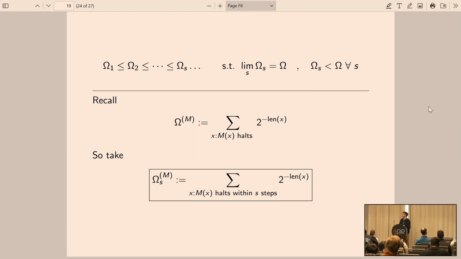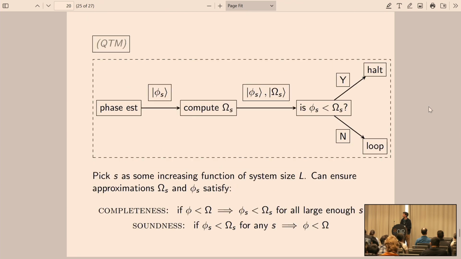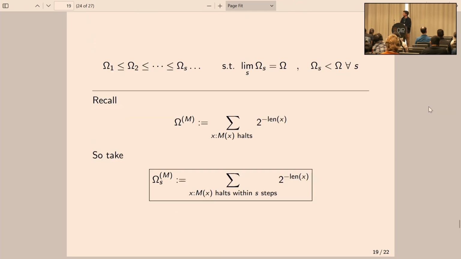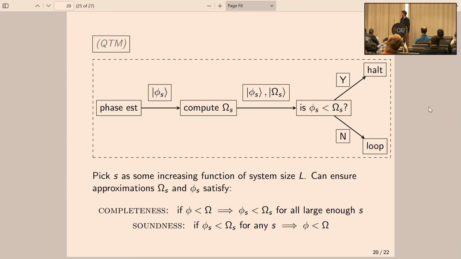So what is this approximation? Just looking at the definition of Chaitin's constant again, that it's the sum over bit strings that the Turing machine halts on, we can really just take this approximation to be the sum over bit strings that it halts on within s steps. And interestingly, it's known that among all numbers that you can approximate from below, this approximation converges the slowest. But that doesn't matter.